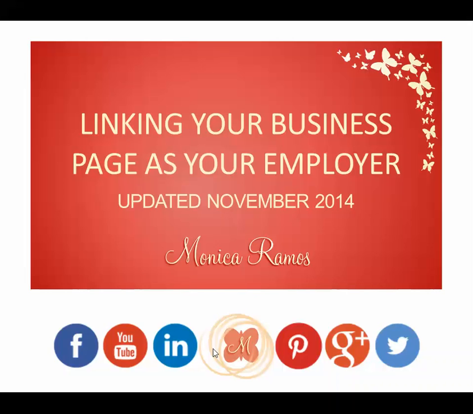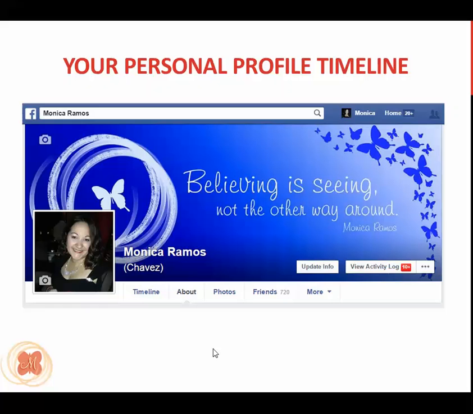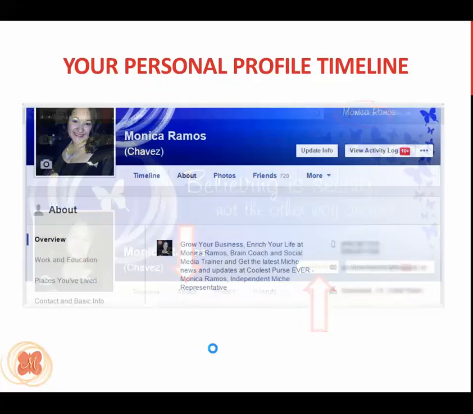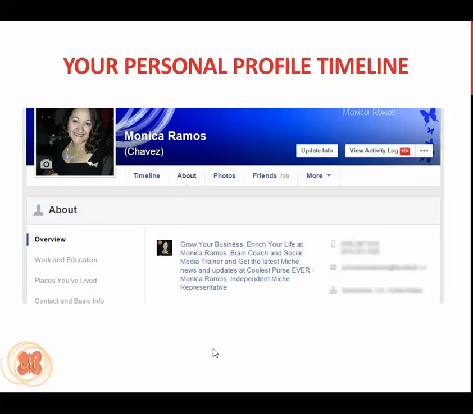So what you want to do is begin by going to your personal timeline. You can get there by just clicking on your name anywhere on Facebook, and you'll see your cover photo and your profile image, and you'll know that you're on your personal timeline there. To get to the editing section, you can either click on Update Info or the About tab. Either way, it's going to get you to this page here.